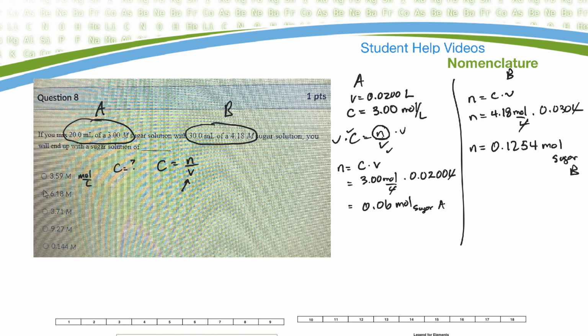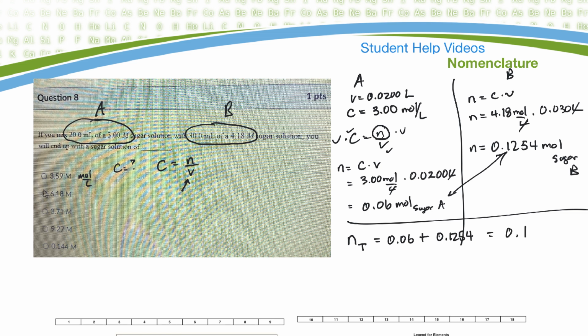So to figure out the concentration, I can just add those two. The total moles in the solution would be equal to 0.06 plus 0.1254. So altogether that'll be 0.1854. So that's how many moles of sugar I have.